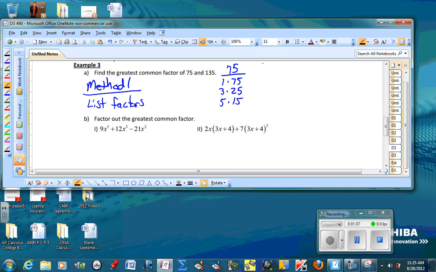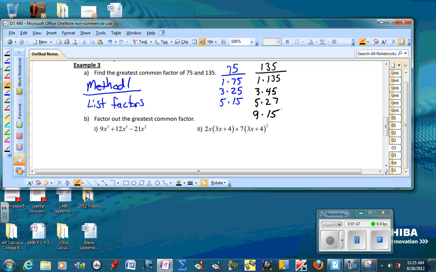Now let's list the factors of 135. Starting with 1, 1 times 135. 2 doesn't work. 3 works. 3 times 45. 4 doesn't work. 5 will work. 5 times 27. 6 doesn't work. 7 doesn't work. 8 doesn't work. 9 works. 9 times 15.